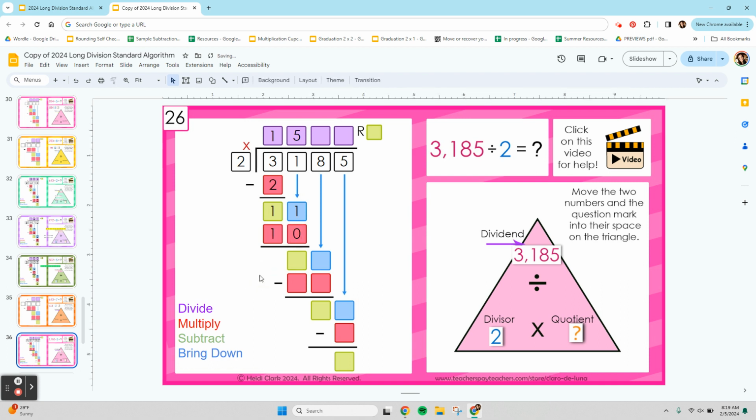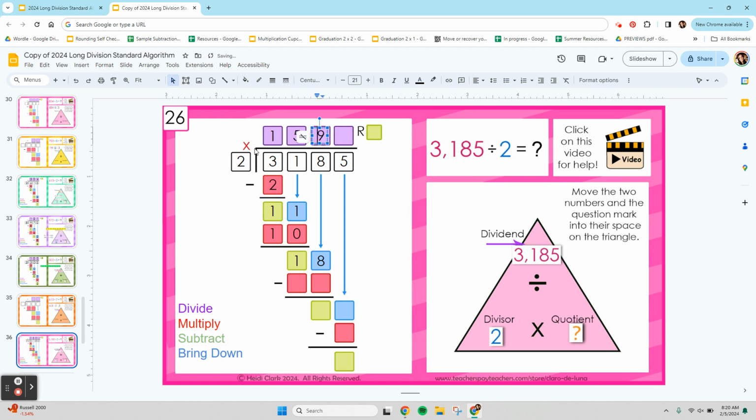What do we do next? If you said subtract, that is correct. Bring down our 8. The next step is to divide. 18 divided by 2. 18 divided in half or divided by 2 is 9.